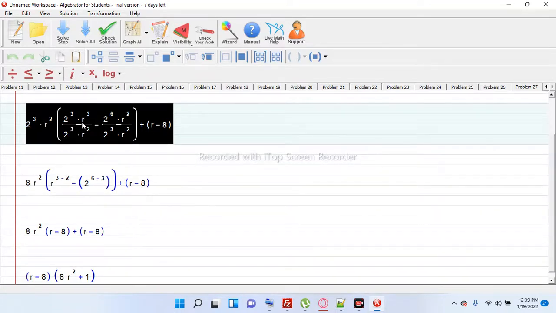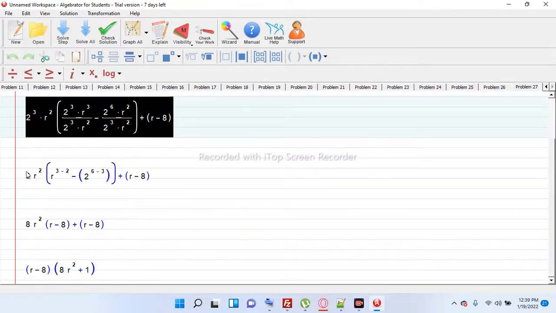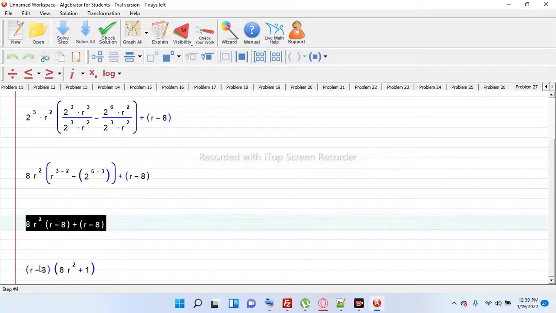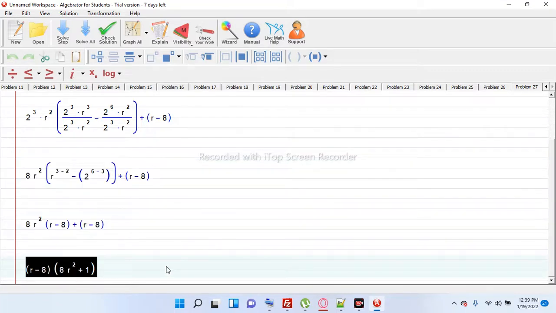2 to the third power, put a little dot, R to the third power, little fraction sign, 2 to the third power, dot, r squared, minus sign, 2 to the sixth power, dot, r squared, big parentheses, plus, parentheses, r minus 8, parentheses, 8r squared, big parentheses, r cubed minus 2, minus, parentheses, 2 to the sixth power minus 3, big parentheses, plus, parentheses, r minus 8, parentheses. Do you understand here? It's that easy. These are the steps, and bada bing, bada bam, there's the answer.